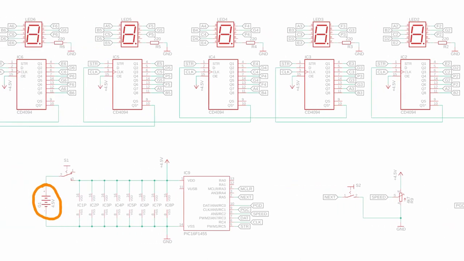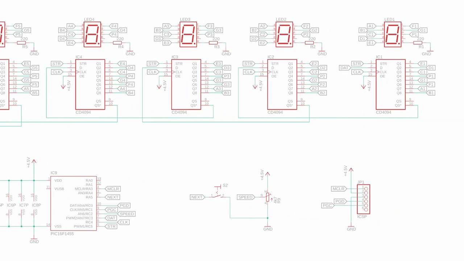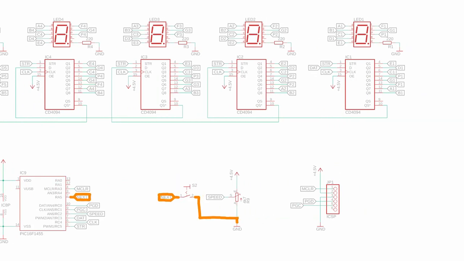The three AAA batteries are connected to the circuit via the toggle switch S1 that turns the whole circuit on or off. These funny looking symbols here just stand for the power supply pins of the 8 CD4094 shift registers. The push button S2 connects pin RA5 to ground when it is pressed, and the potentiometer R9 sends a voltage between 0 and 4.5 volt to the analog to digital converter at pin RC2.